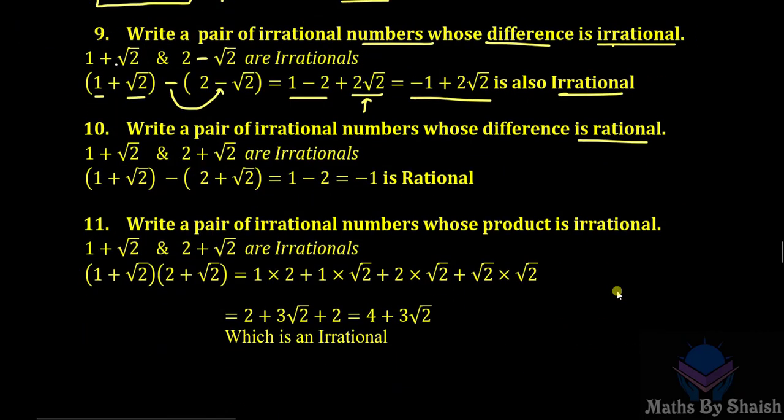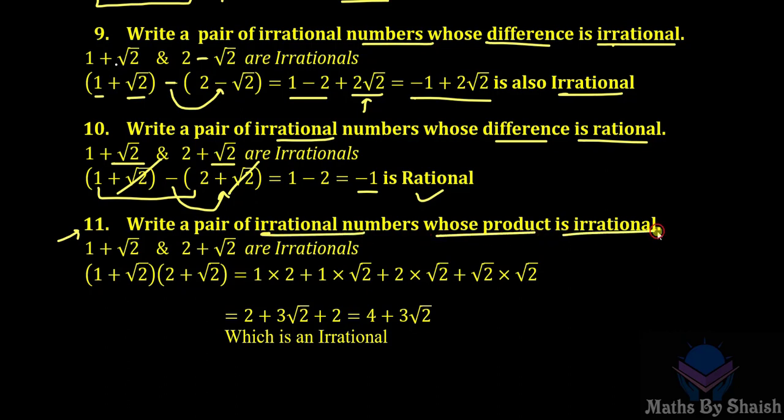In the 10th part, write a pair of irrational numbers whose difference is rational. Whose difference is rational means you subtract, and if you have the same term which makes it irrational, then after multiplying by minus it becomes negative, so the two will cancel, and we will get rid of this root 2. It is going to be only the rational parts. So you can subtract 1 minus 2, which is minus 1, and which is of course rational.